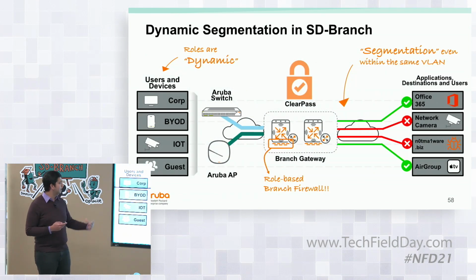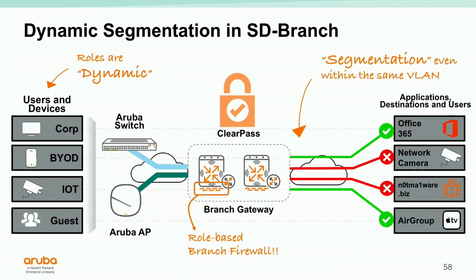This is just a real-world example of what we see there. We have different types of devices that join the LAN. We don't really care whether it's Wi-Fi users or wired users. Everybody gets tunneled in a branch network to what we call the branch gateways. The reason why we do that is we can do segmentation even within a LAN, right? Even within the same VLAN.